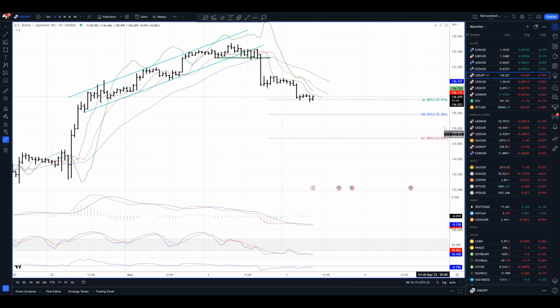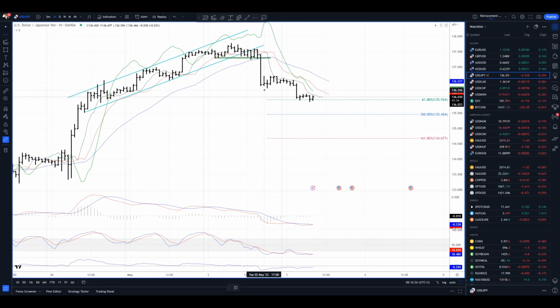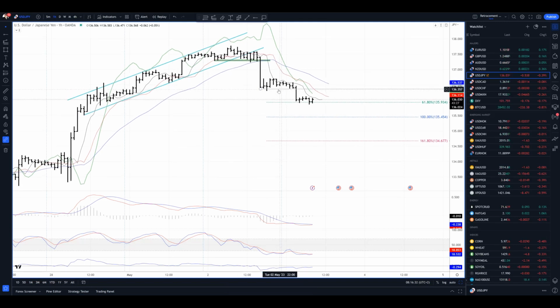And then 134.67. We can also see that we have a recent swing low area. So in case of some rally before the downside movement, we have some areas around 136, 20, 25 that can also act as resistance and potential for further downside movement.